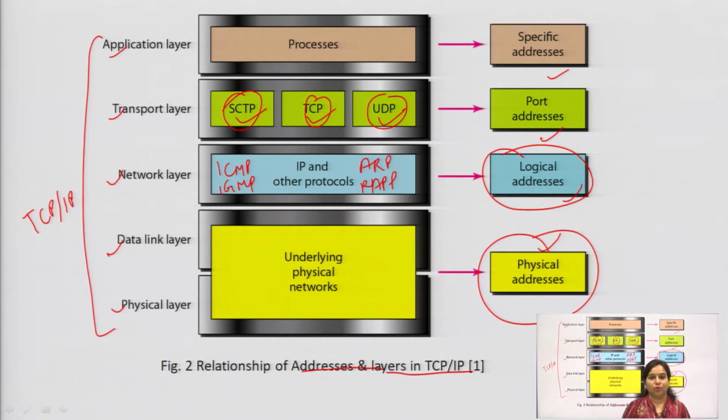User datagram protocol means you are associated with the user. So, for that particular thing you want to access, it is done through port addresses. So, port addresses are related to the transport layer.